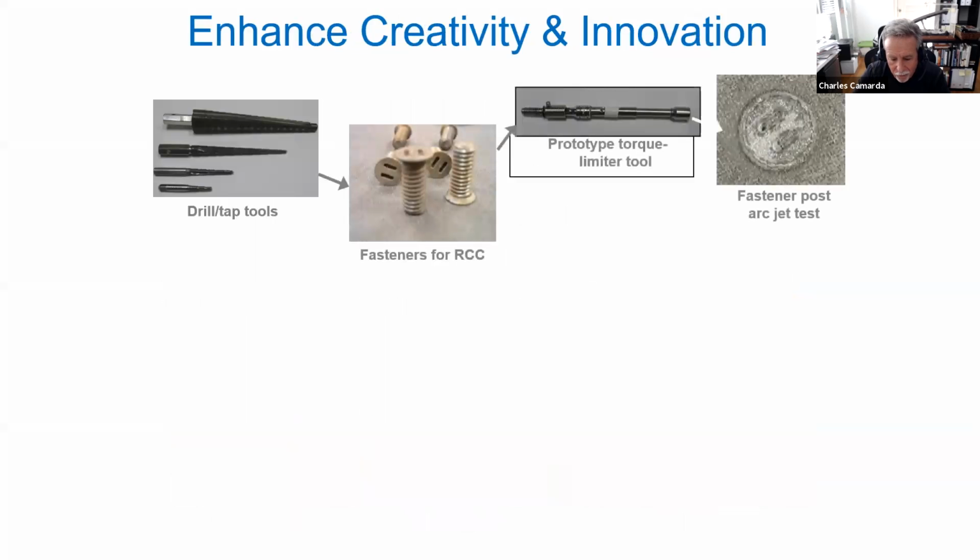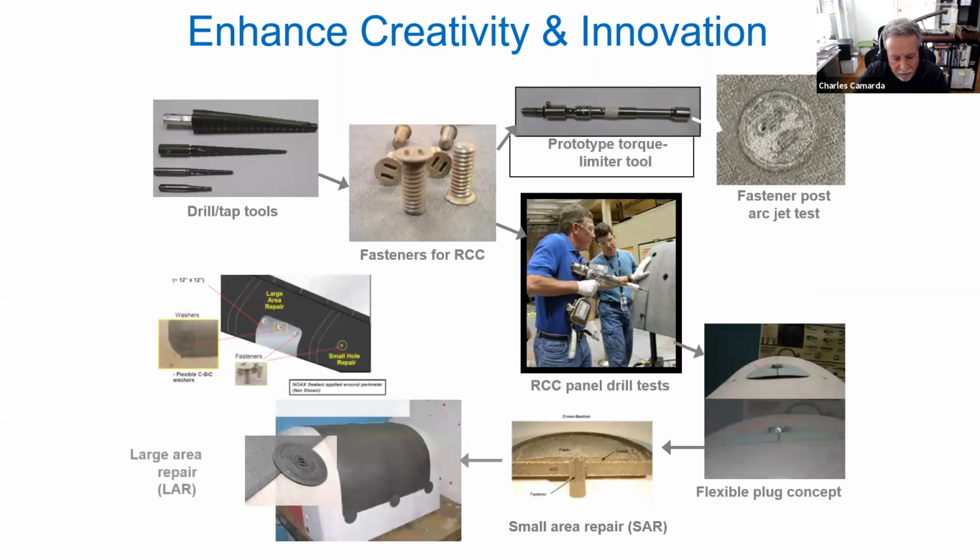Okay. And so when you look at all the different ideas that our small team developed, we not only developed the tools for drilling, we developed the fasteners that would fit in those holes that we drilled. We developed a torque limiting tool so you wouldn't over torque the screws as the astronauts were screwing them in, so they wouldn't break in space and cause a problem. We developed the flexible plug. We developed the small area repair, and we also developed a large area repair. And we did this in a period of 3 to 6 months. So we did this very rapidly.